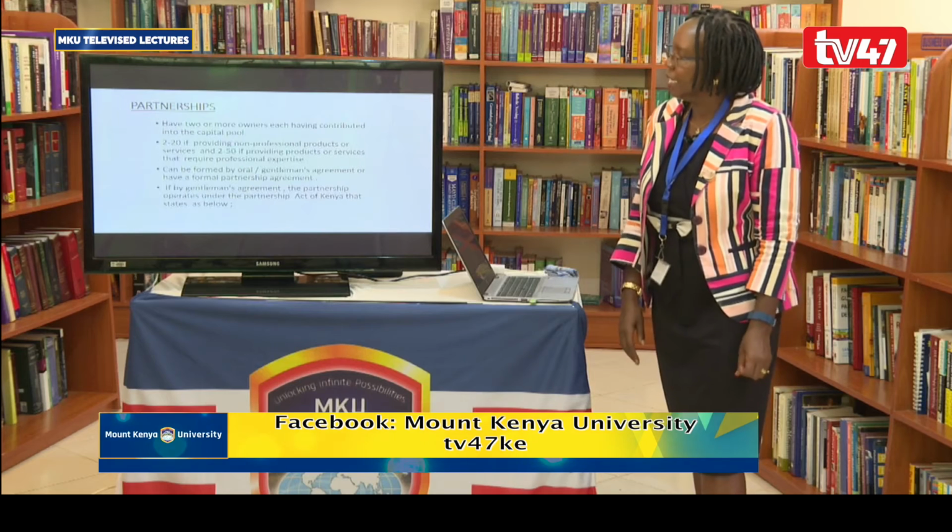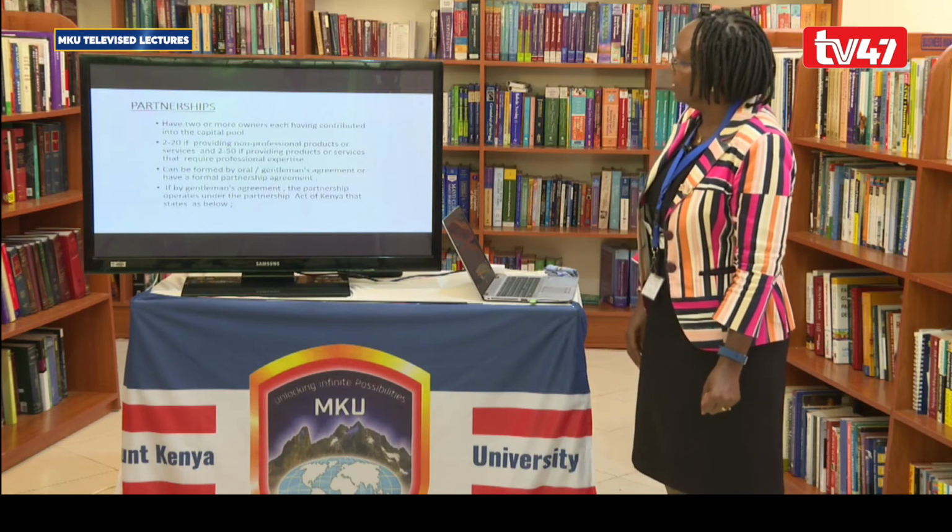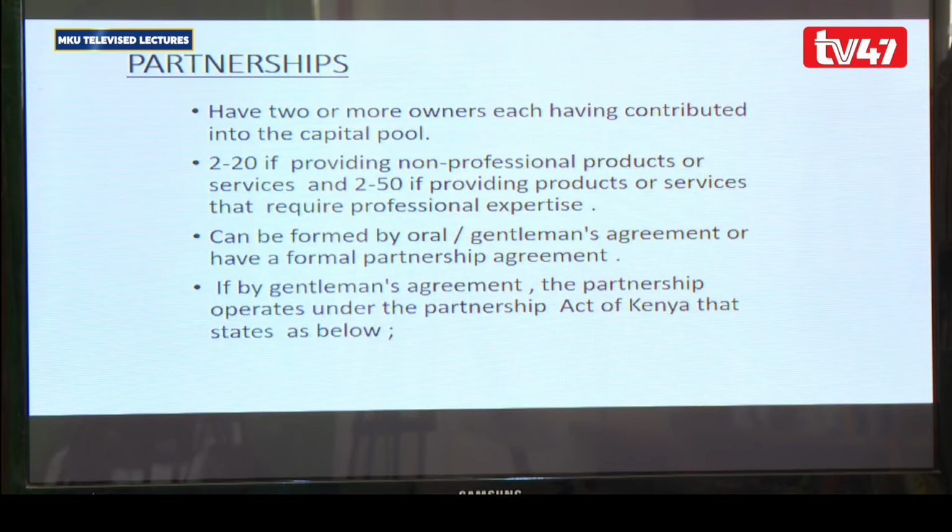Then let's look at the second form of business organization, and that is the partnerships. Now, I'm going to classify two partnerships here. Number one, a partnership is that business that's formed between 2 people and 20 people if they are not offering professional services. But the law in Kenya that guides the partnership, it allows up to 50 partners to be in one partnership if they are offering what we call professional expertise.